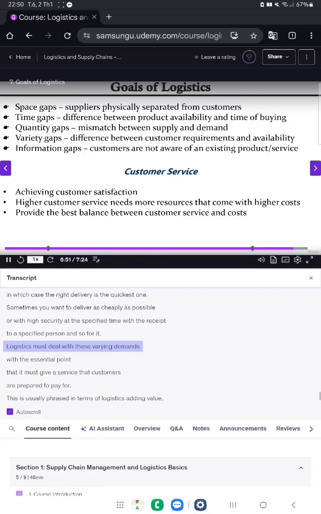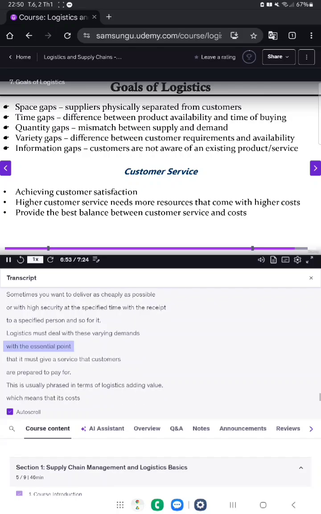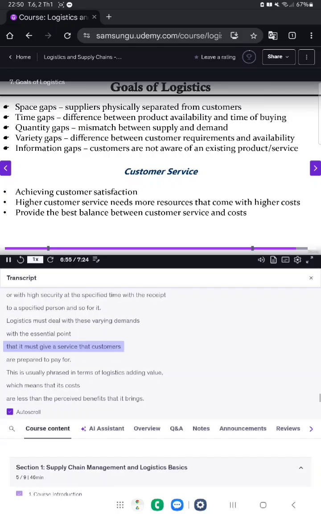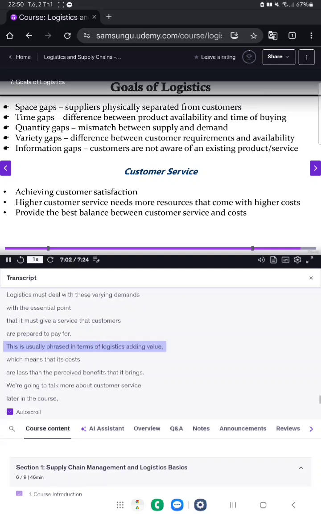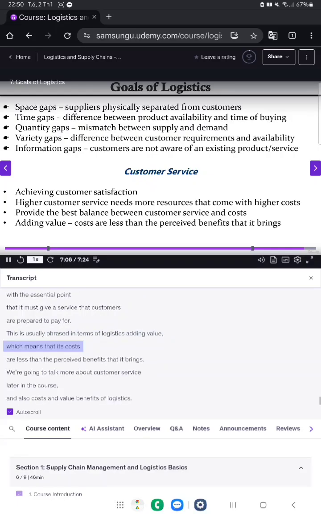Logistics must deal with these varying demands, with the essential point that it must give a service that customers are prepared to pay for. This is usually phrased in terms of logistics adding value, which means that its costs are less than the perceived benefits that it brings. We're going to talk more about customer service later in the course, and also costs and value benefits of logistics.